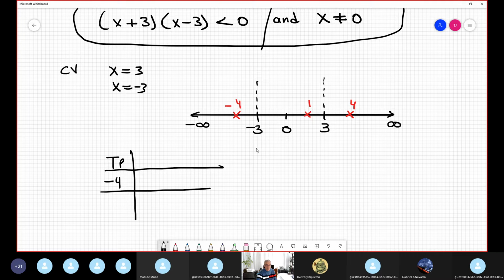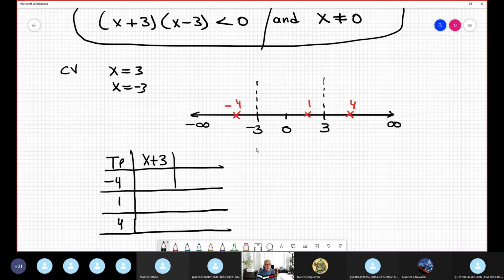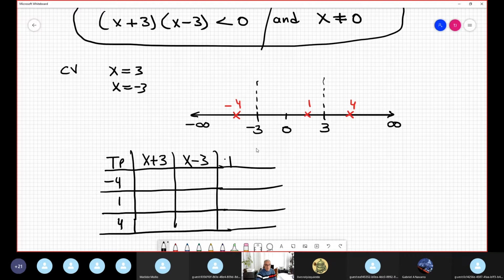-4, 1, and +4. And the factors are x plus 3, x minus 2. And total. -4: x plus 3 is negative and x minus 2 is negative, the answer is positive. 1: one factor is positive and the other is negative, the answer is negative. And 4 is positive and positive, the answer is positive.